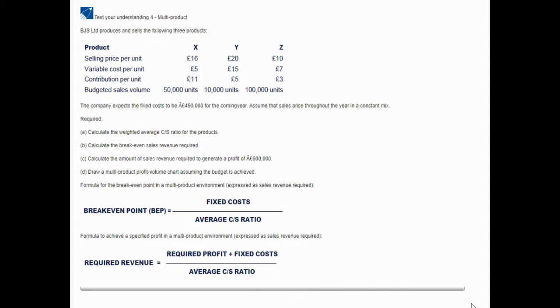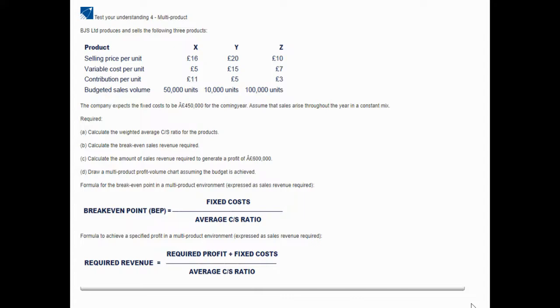Then the company expects the fixed cost to be 450 for the coming year. Assume that sales arise throughout the year in a constant mix. The requirements are: calculate the weighted average contribution to sales ratio for the products; calculate the break-even point sales required; calculate the amount of sales revenue required to generate a profit of 600; and draw a multiple product profit volume chart, assuming the budget is achieved.